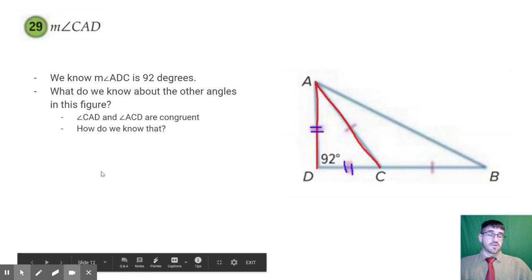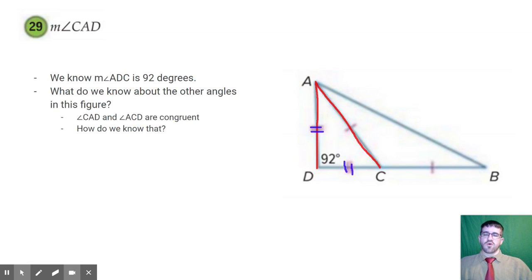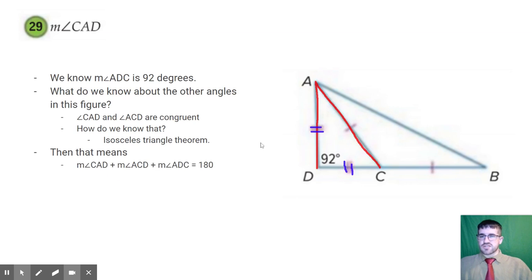So we know these are congruent. And what's the formal theorem or postulate? This is by the isosceles triangle theorem. We're given 2 pairs of congruent sides. Therefore, the angles opposite those sides must be congruent. Then that means that the measure of angle CAD plus the measure of angle ACD plus the measure of angle ADC must be 180 degrees.